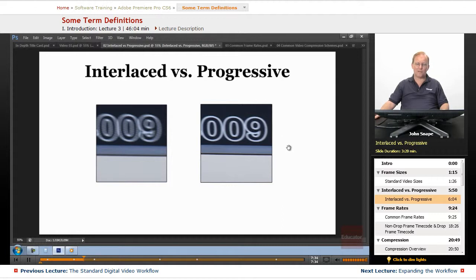Just because of the difference between these two, that's one of the reasons why 1280 by 720 progressive looks as good as or better than 1920 by 1080 interlaced, just because of the nature of the way that the image is made up. This 720p will look cleaner than 1080i, even though there's more information in the 1080i clip, just because of this combing effect when you are panning and zooming.